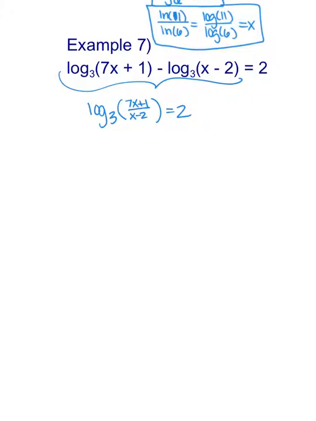Now, at this stage, to get rid of this logarithm, I'm going to have to rewrite this as an exponential statement. So in my rewrite, I have 3 raised to the second power equals 7x plus 1 over x minus 2. And now I'm going to go ahead and clean this up. This is just a linear equation. I've got 9 equals 7x plus 1 over x minus 2.